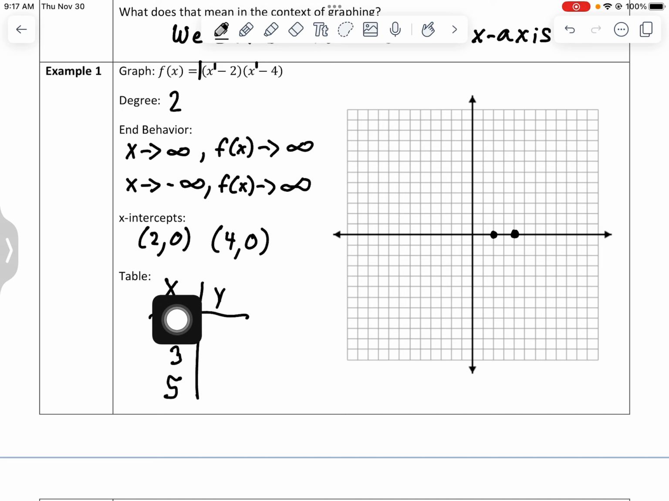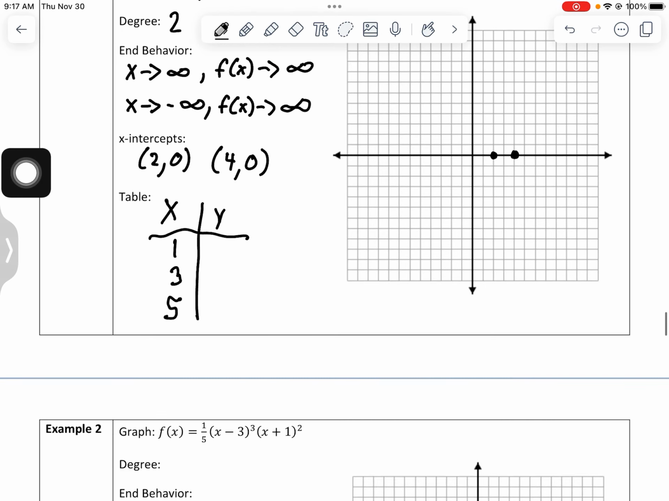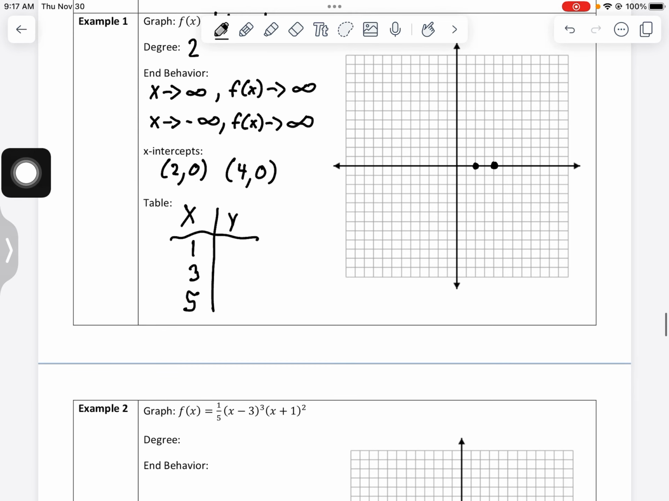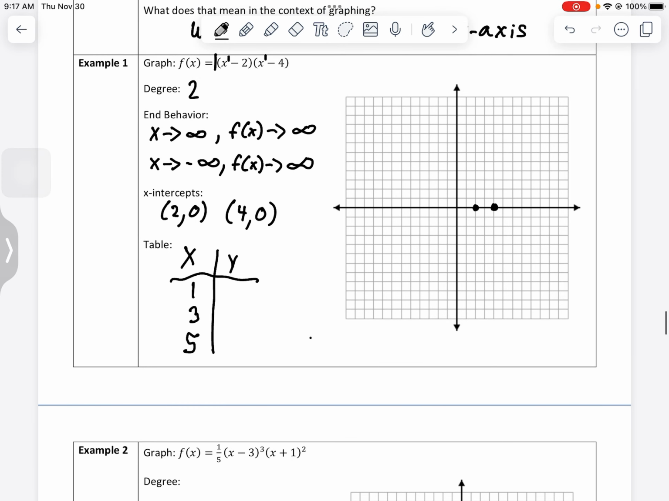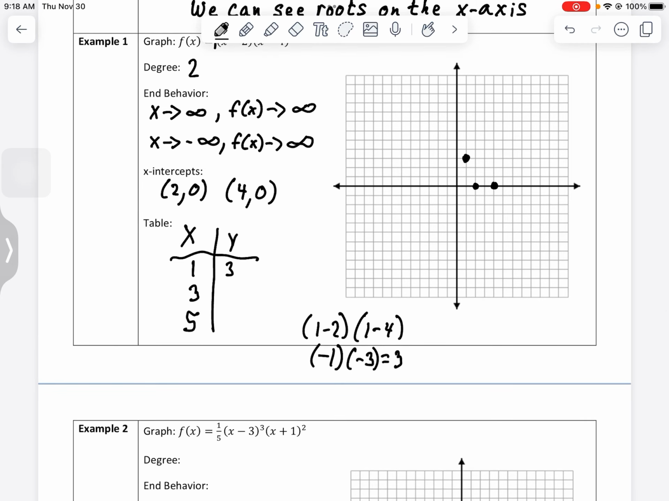Okay, and the way that we're going to plug them in is we're just going to take each of them and plug them into the original equation for both of the x positions. All right, so it would be 1 minus 2 times 1 minus 4, that's negative 1 and negative 3, which ends up being 3. So that's our first point. So (1, 3) is right here. You don't have to plot them at the same time. You can get it all in the table and then plot it.